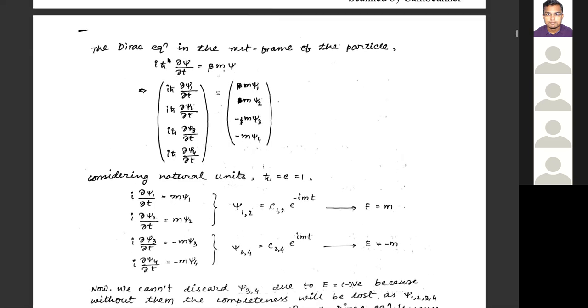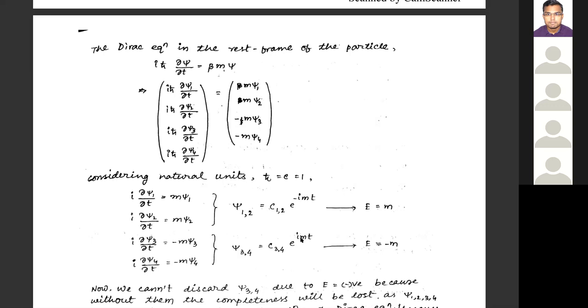If you go to the rest frame of the particle, the Dirac equation will become simply like this: i h-bar del psi del t equal to beta m psi, and beta is diagonal. So if you multiply by beta on this side, it will be just m psi 1, m psi 2, minus m psi 3, minus m psi 4, and these are the 4 equations that you have for each of these components. Each of these components is a scalar function now. So del psi 1 del t is m psi 1, del psi 2 del t is m psi 2, del psi 3 del t is minus m psi 3, and so on. And the solutions of these equations are just exponential solutions. Psi 1, psi 2 will be some coefficient times e to the power minus imt, and psi 3, psi 4 will be some coefficient times e to the power plus imt.